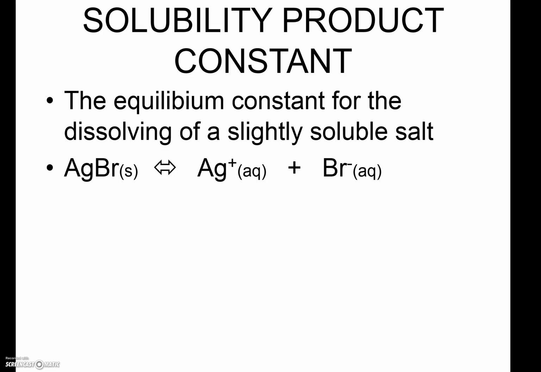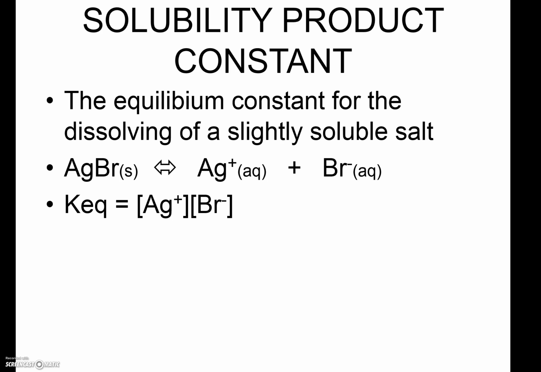And remember that K expressions are written with the concentration of the products raised to the power of the coefficient in the balanced equation over the concentration of reactants raised to the power of the coefficient in the balanced equation. And we don't include solids and liquids in our K expressions. So our equilibrium expression for the dissolving of silver bromide would be KEQ equals the concentration of silver ions to the first times the concentration of bromide ions to the first.